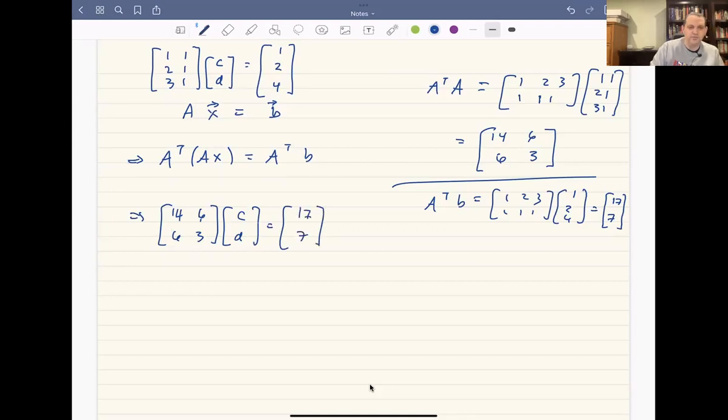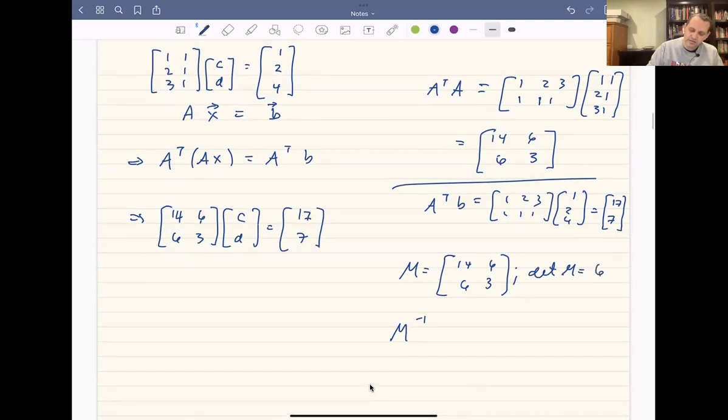Okay, and so now all we have to do is multiply on the left by the inverse. Let's let M be the matrix (14, 6; 6, 3). And let's see, the determinant of M is going to be 42 minus 36, so 6. And so the inverse is going to be 1/6 times, let's see, we switch the 3 and the 14. We make the 6's negative. And so we end up with 1/2, -1, -1, and then 14 over 6 is 7/3.